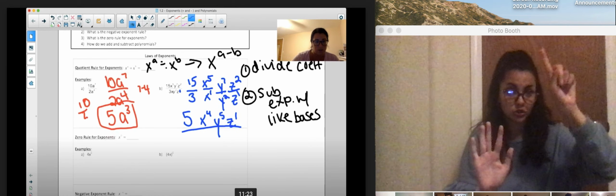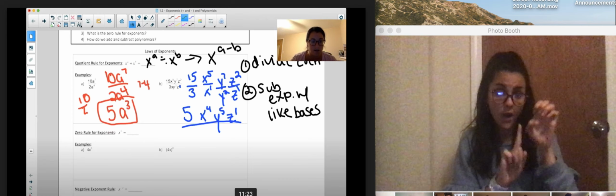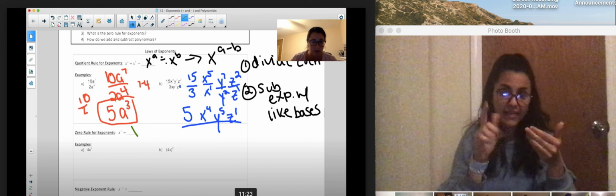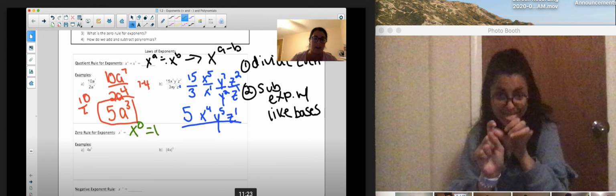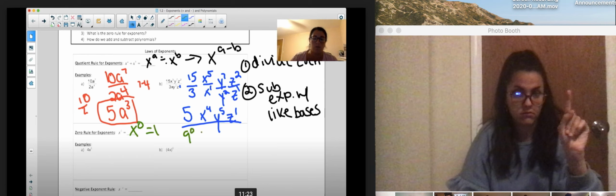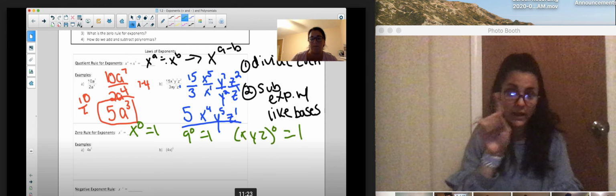Next rule is the 0 rule for exponents. So the 0 rule tells us that anything to the 0 power, so x to the 0 power, is equal to 1. So if I have like 9 to the 0 power, that would equal 1. If I have x, y, z to the 0 power, that will all equal 1.